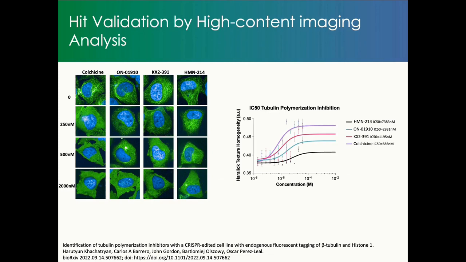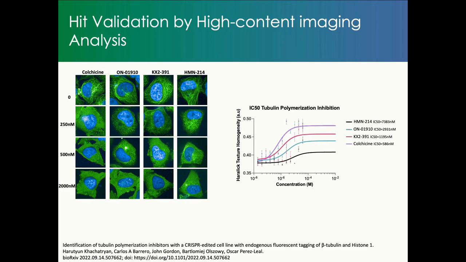We tested the compounds in a range between 1 nanomolar and 4,000 nanomolar. And here we only have images representing from untreated cells to 2,000 nanomolar. We were able to confirm that all the compounds can inhibit tubulin polymerization indeed, as colchicine can do, but not all compounds have the same potency to do this.